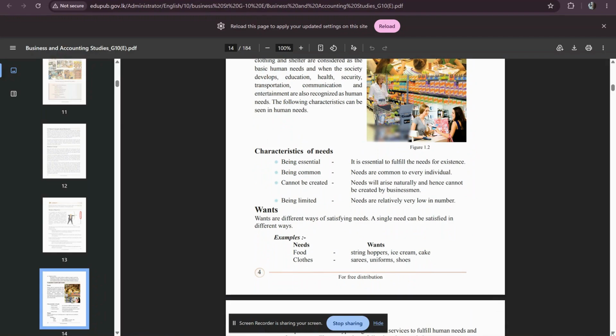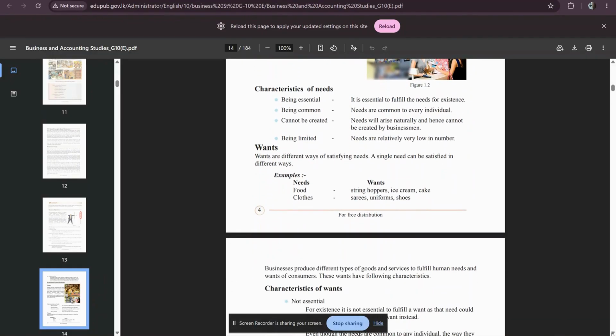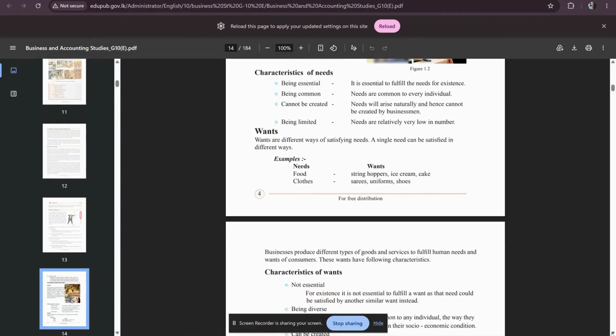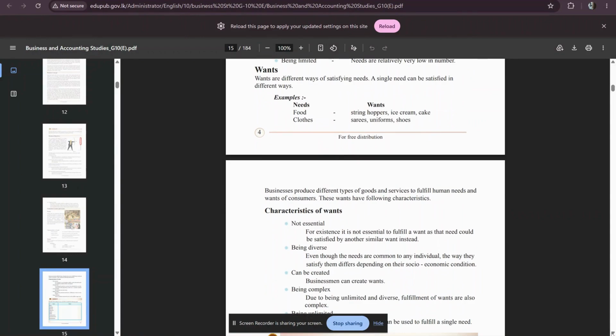Wants. Wants are different ways of satisfying the need. A single need can be satisfied in different ways. For example, needs are food, clothing, shelter, etc. So, food is a need. The wants are string hoppers, ice cream, cakes, milk rice, etc. Clothing, saris, uniforms, shoes are wants. Clothing is the need. The business produces different types of goods and services to fulfill human needs and wants of consumers.